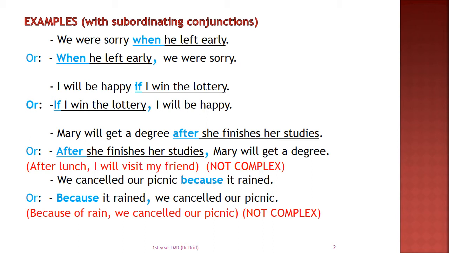Now the word because is a subordinating conjunction. The phrase because of is not a subordinating conjunction. If we use it in a sentence, it is a simple sentence. For example, the second example in red, because of rain, we cancelled our picnic. This is a simple sentence.